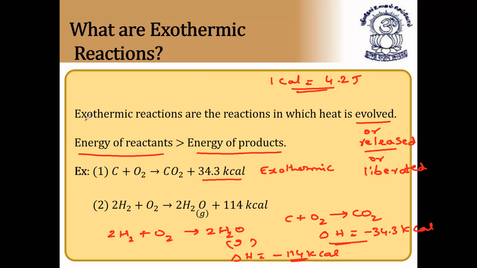What are exothermic reactions? Exothermic reactions are the chemical reactions in which heat is evolved. Simple. So in these exothermic reactions, always energy of reactants is greater than energy of products. That's why we are getting negative value. I hope it is clear. Next.